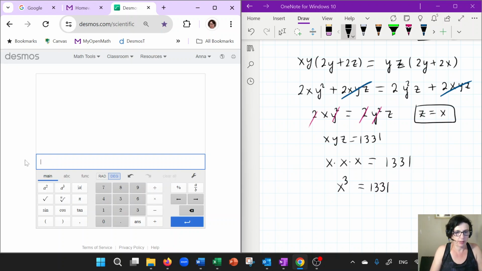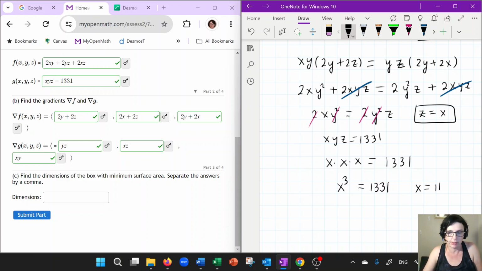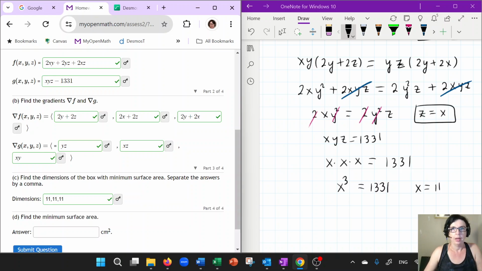Now this should be a nice number. So let's see if I can compute that. If I do a cube root of 1331, that gives me 11. So that's great. Okay, so that tells me that x is 11, but so are y and z because they are the same. So I think the dimensions are just going to be very simple. So this box is going to be a box with squares for all sides.